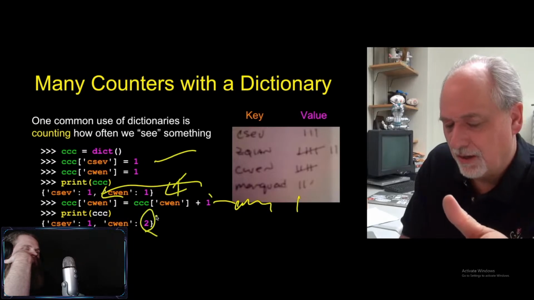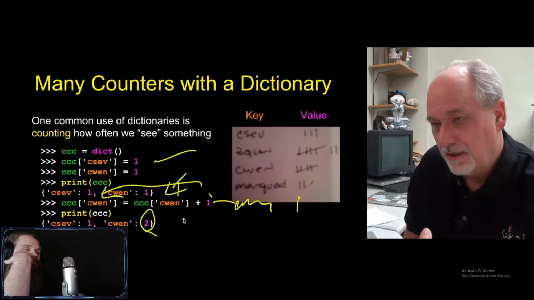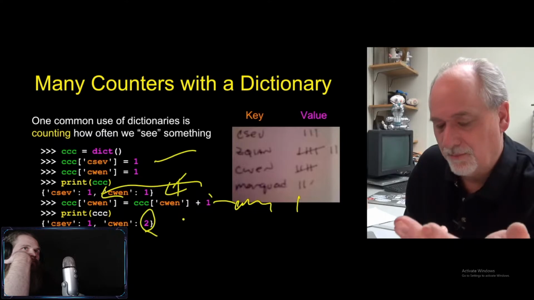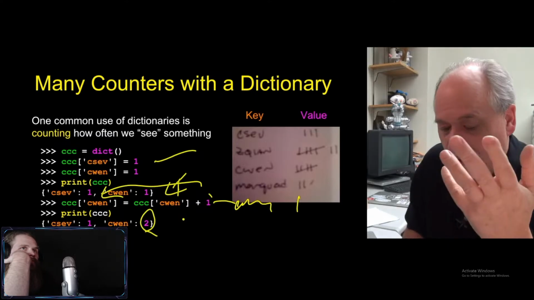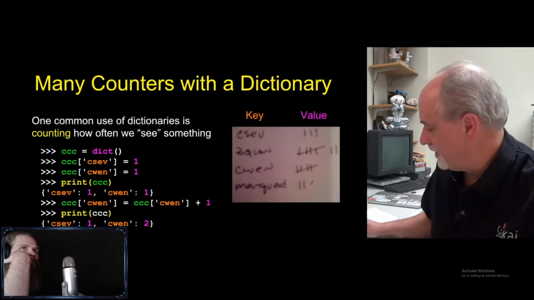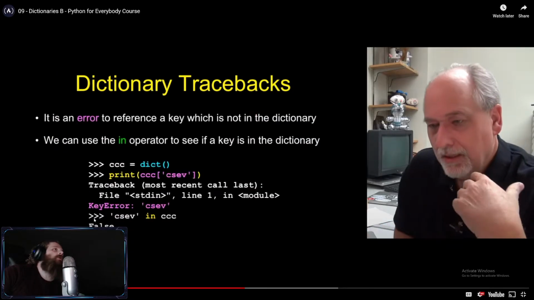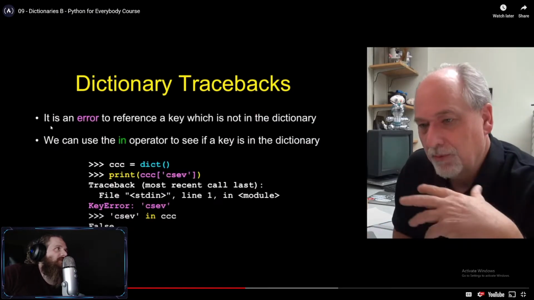And so you can see how you can both extend the dictionary by encountering a new name, or adding when you see a name that you've already seen before. The problem: the dictionary traceback said it is an error to reference a key which is not in the dictionary. We're going to use the in operator to see if a key is in the dictionary.